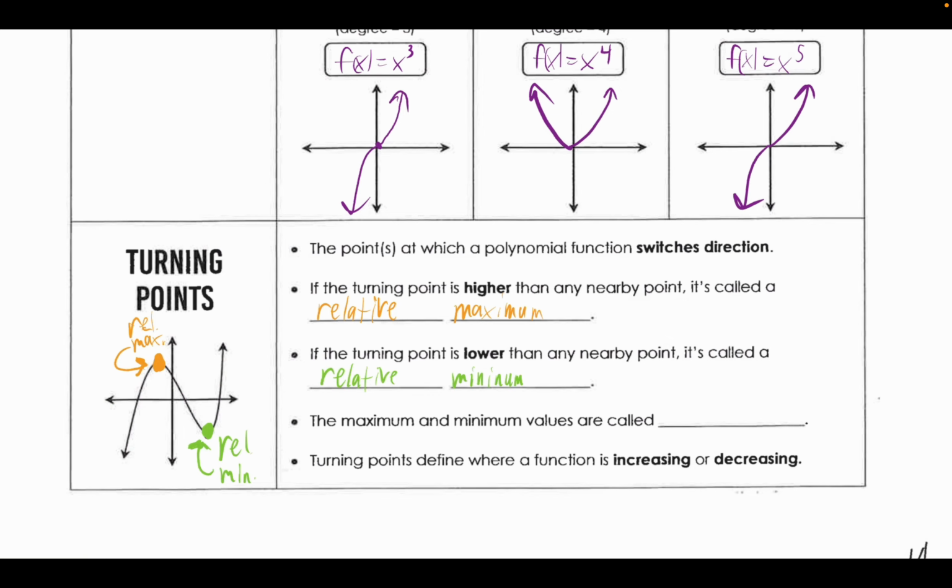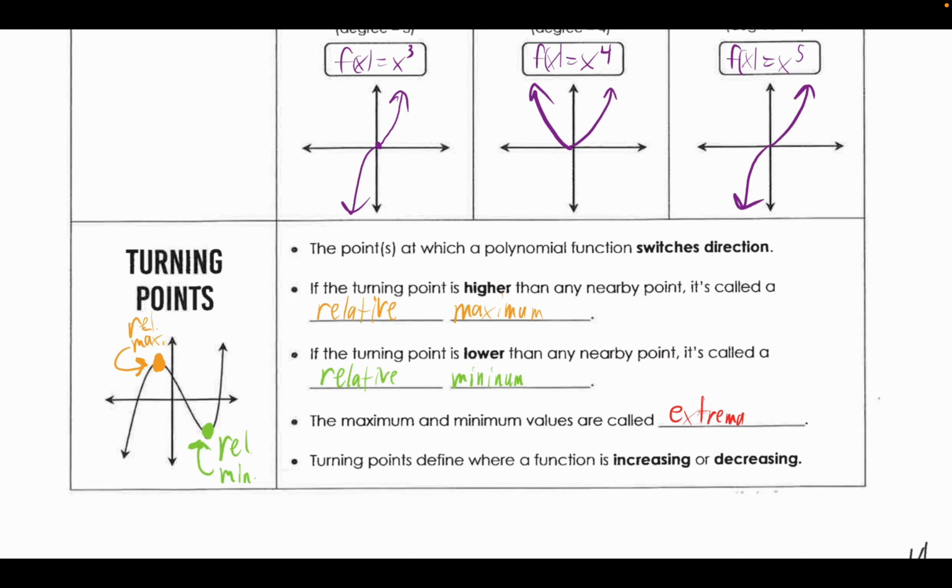And the maximum and minimum values are called extrema, or more extreme portions of the graph. Now, not unbounded extreme, aka going to either positive or negative infinity, increasing or decreasing without bound, we call it sometimes. And turning points define where a function is increasing or decreasing. So from left to right, it's increasing here, decreasing on this interval, and then increasing on this interval, going back to previous units when we talked about increasing and decreasing intervals.